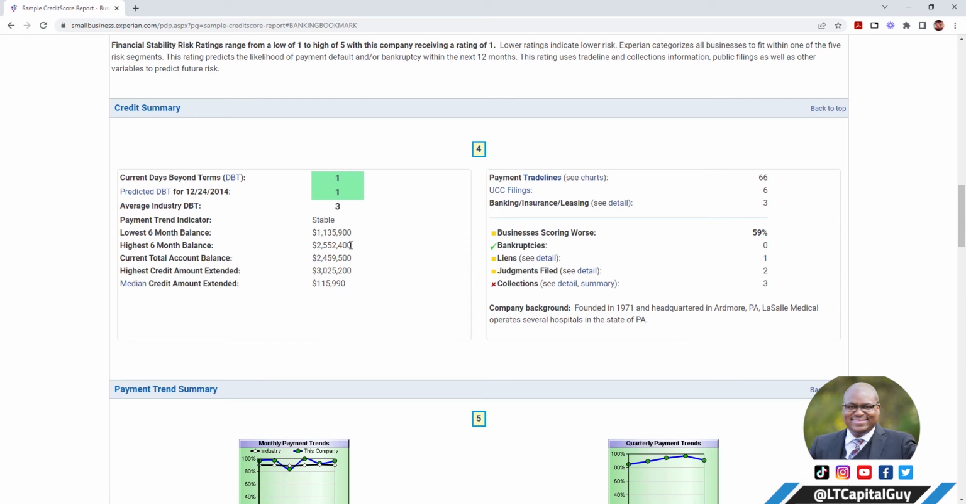So it's just how much money have you been dealing with. So your payment trend indicator is stable, meaning you're paying your bills on time. Lowest 6-month balance, it looks like $1,135,900 is the low. The highest is about 2.5 million, and the current total account balance is about 2.4 million. And then the highest credit amount extended is about 3 million, and the median credit amount, meaning the middle value of all of the credit you've been extended, is about 115,000.